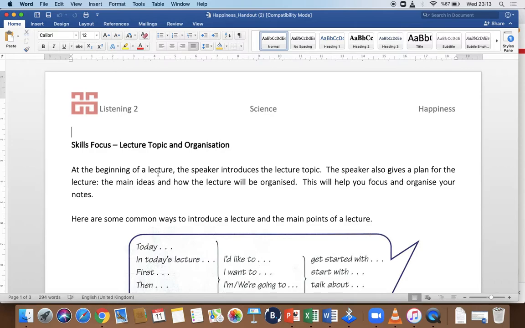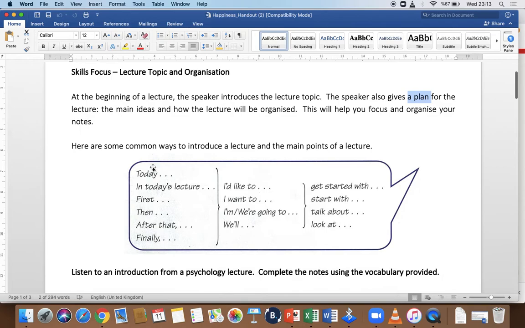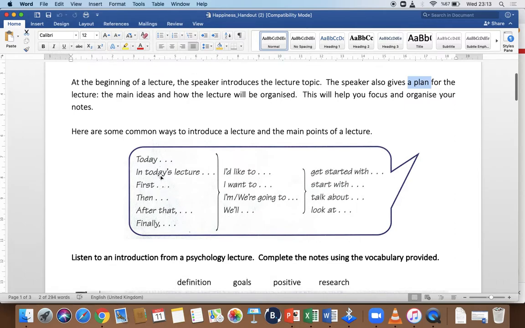At the beginning of a lecture, the speaker introduces the lecture topic. The speaker also gives a plan for the lecture. By plan, we mean the organization, the main ideas, and how the lecture will be organized. This will help you focus and organize your notes. Here, there are some common ways to introduce a lecture and the main points of a lecture. Let's look at them today.